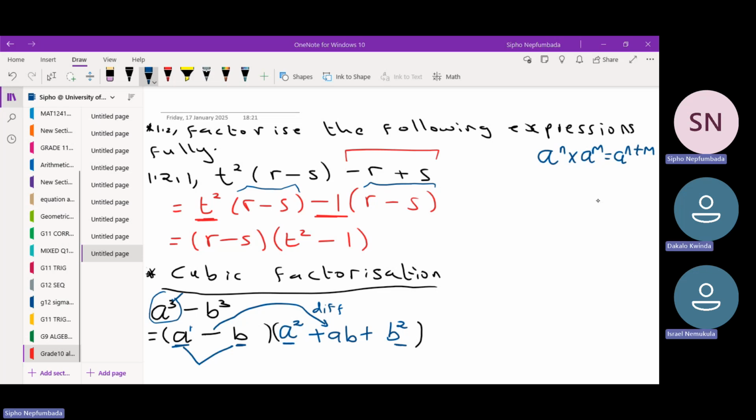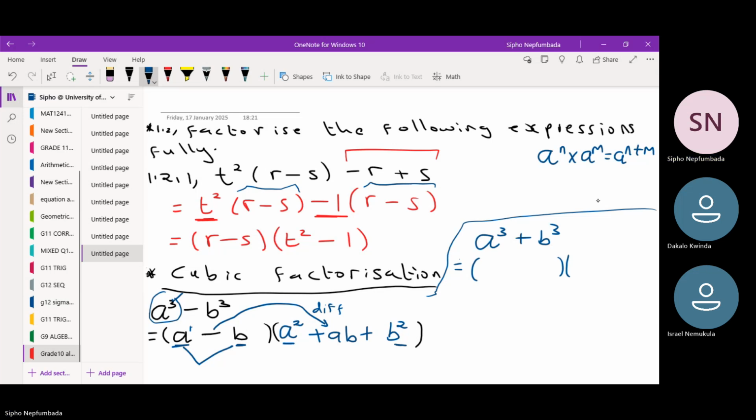Okay. So now we're going to this one, a to the power of 3 plus b to the power of 3. So how do we factorize? We use the same style. We first copy without the what? The exponent. Remember, a plus b.